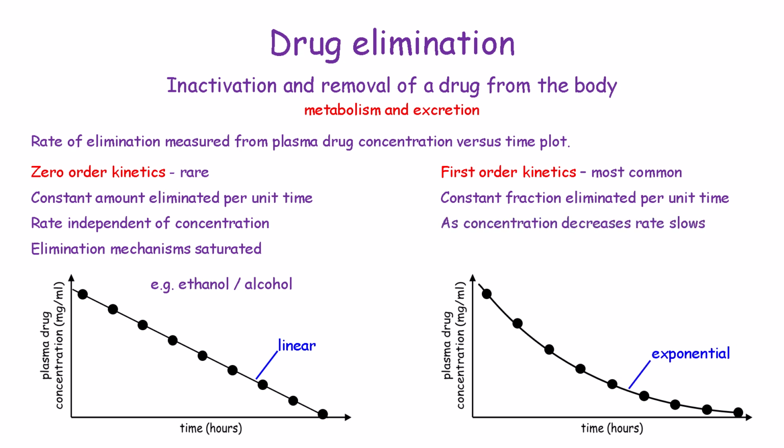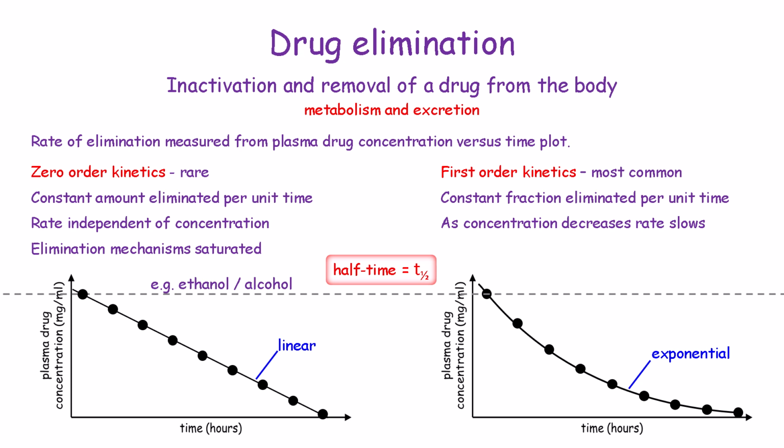In both cases, the rate of elimination is indicated by the half time, abbreviated to T1/2. To measure this, draw a horizontal line through one of the points on the plot and another line at 50% of the plasma concentration at the point selected. Drop a vertical line down from where the 50% line meets the data. Where it crosses the time axis is the elimination half time.